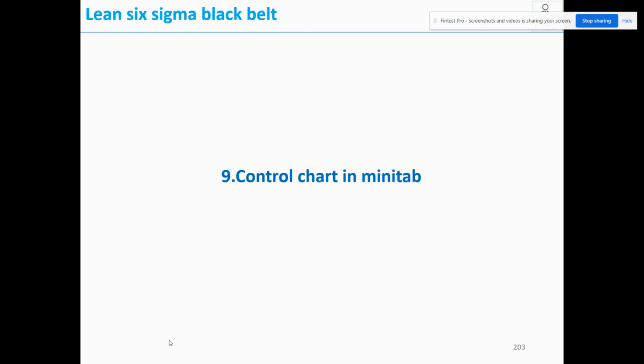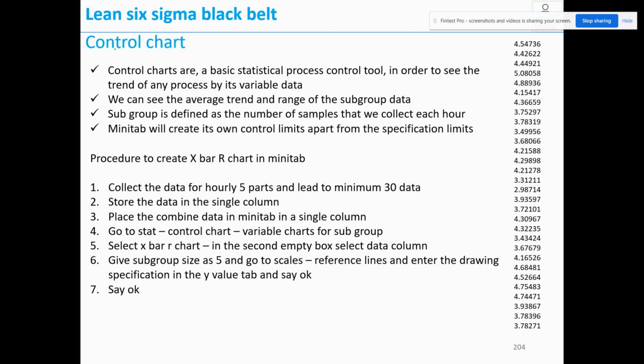So next we are going to see control chart, how to make it in Minitab. So what is a control chart? Control charts are a basic statistical process control tool to see the trend of any process by its variable data. That means how a process is going over a period of time, that we are going to see in a trend. So in that we can use control chart.